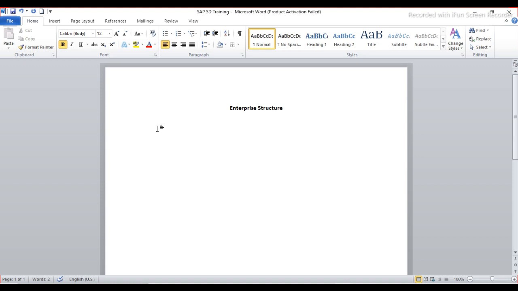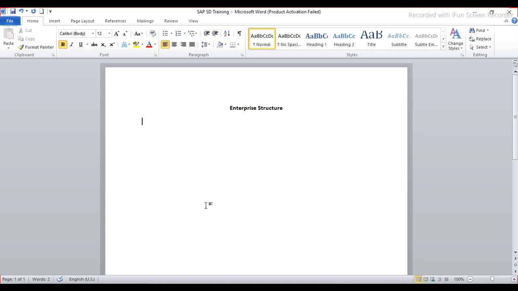Suppose there is a company that sells and delivers various products and services to customers. Now as a member of the project team, your first responsibility is to set up the enterprise structure for the company in the system. For this, we have various org units. In enterprise structure, we will study about various org units.